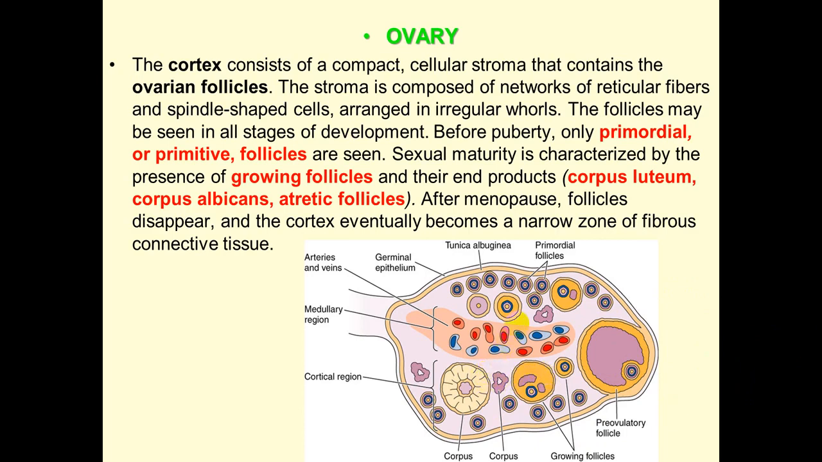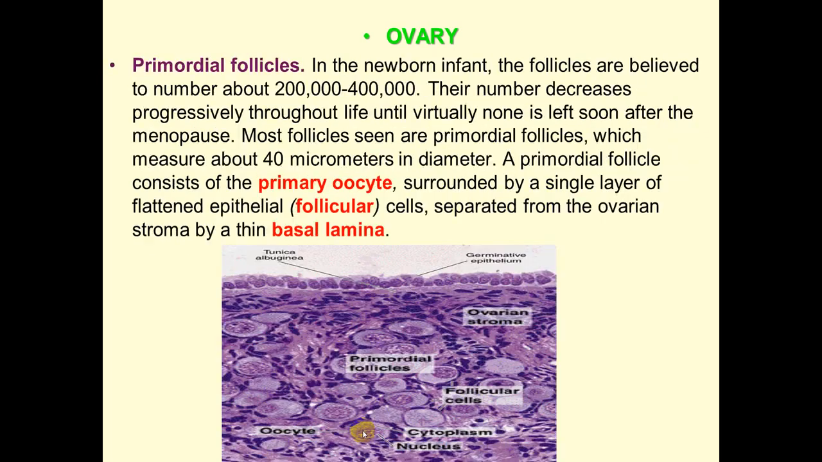After menopause, after 45-55 years of lifespan, follicles disappear in the ovary of the aged woman, and the cortex eventually becomes a narrow zone of fibrous connective tissue. So primary follicles also can disappear, and of course the growing follicles. This period of lifespan of the woman is called menopause.